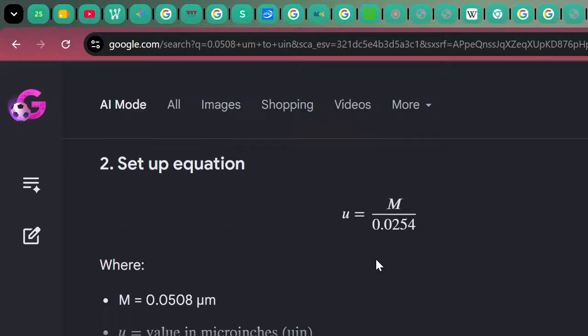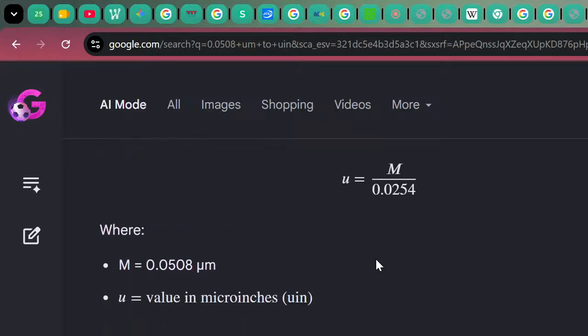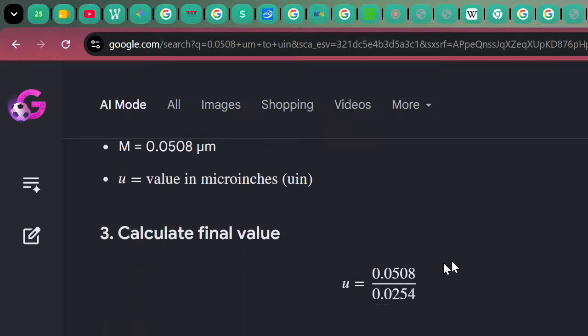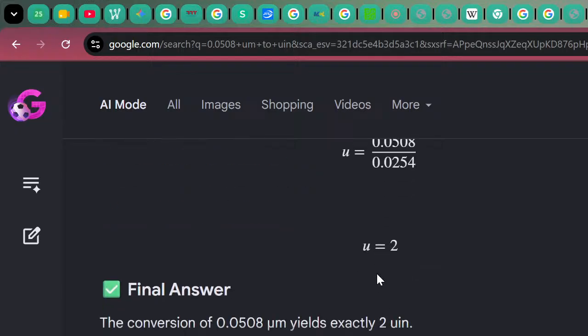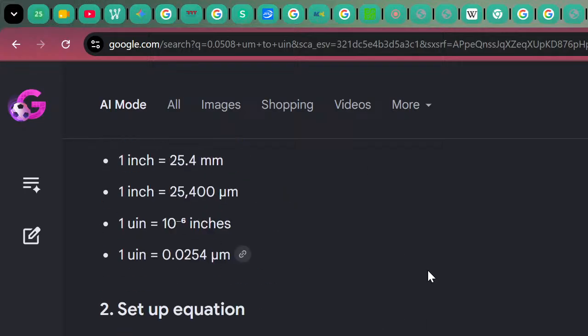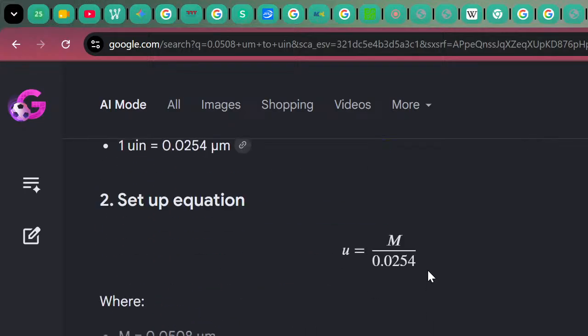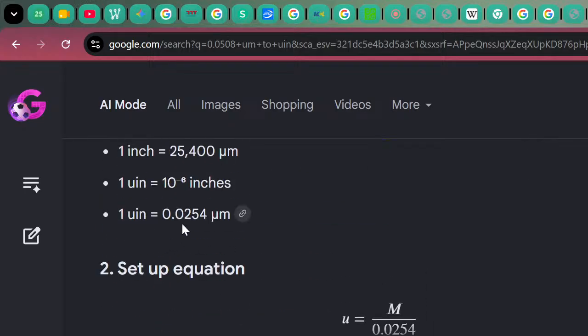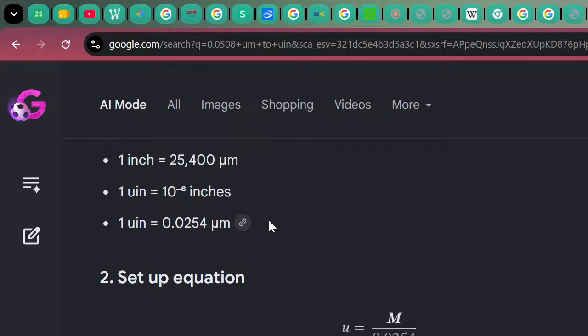To calculate that, you can substitute in this formula, you will get the value. So we are calculating it, and we got 2 micro inches. 1 micro inch is equal to 0.0254 micrometer, then 1 micrometer equal to how much? 1 micrometer equal to 1 by 0.0254 micro inches.